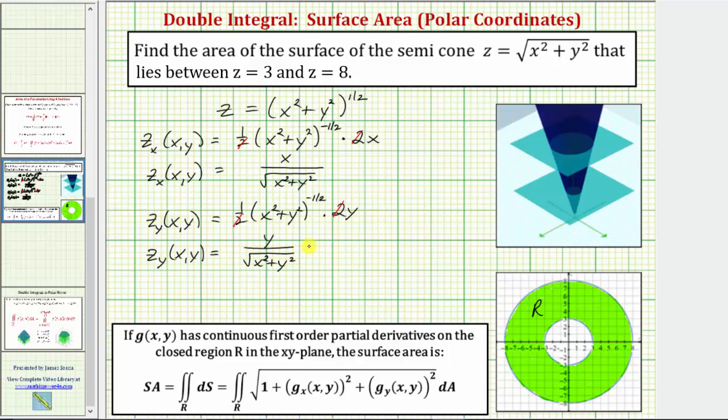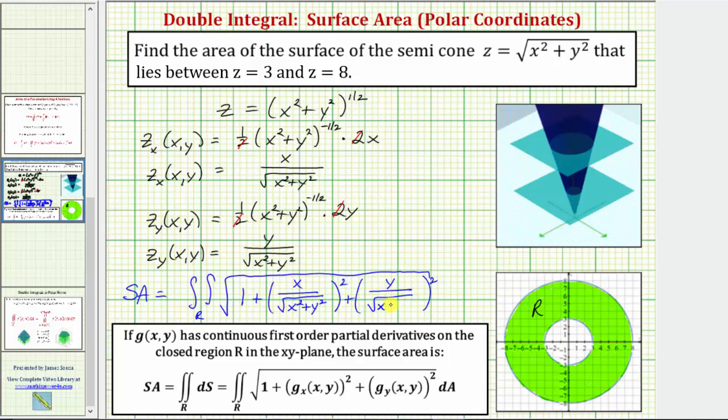And now we have the information we need to set up the double integral for the surface area. The surface area is equal to the double integral over the region R of the square root of 1 plus the square of x divided by the square root of the quantity x squared plus y squared, plus the square of y divided by the square root of the quantity x squared plus y squared, differential a. Let's continue on the next slide.